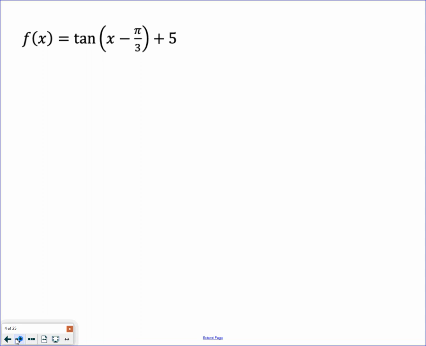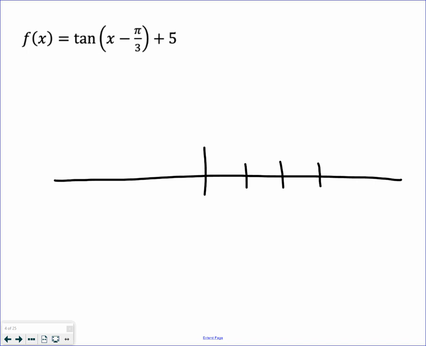And that's it. Next one, I have a tangent. Draw a midline. 1, 2, 3, 4. Technically, you really only need to do 2 to the right and 2 to the left, but I continue to do 4 just because it gives a bigger picture. Okay. So now the phase shift for this one is pi over 3. So notice you're subtracting pi over 3.